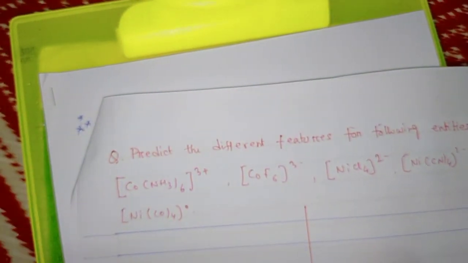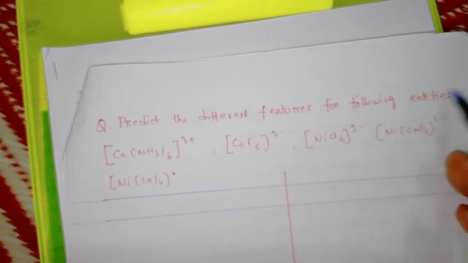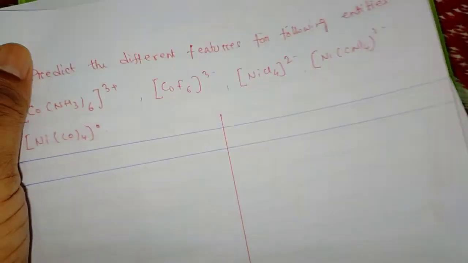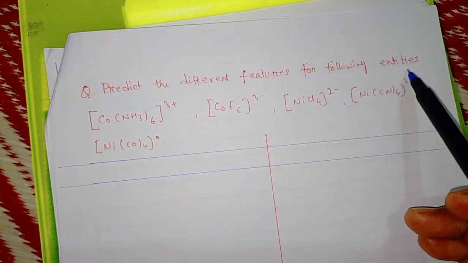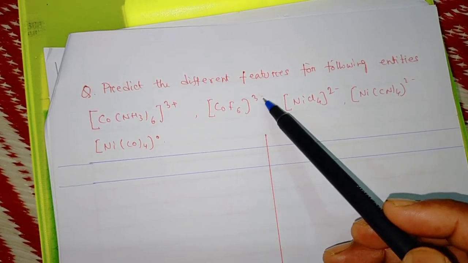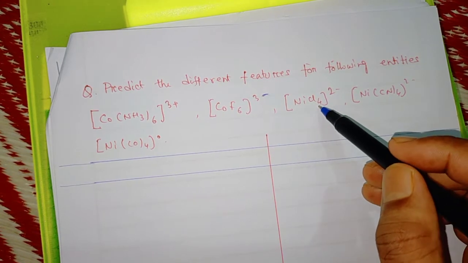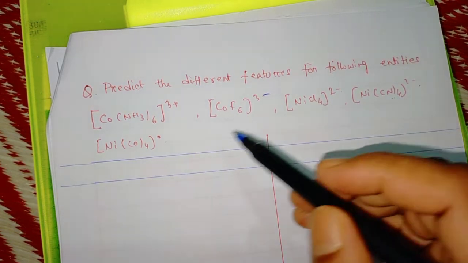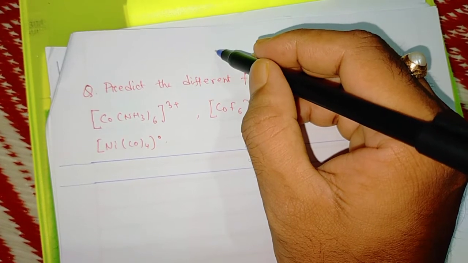In this, the question is: predict the defined features of the following entities: [Co(NH3)6]3+, [CoF6]3-, [NiCl4]2-, [Ni(CN)4]2-, [Ni(CO)4] with charge 0.